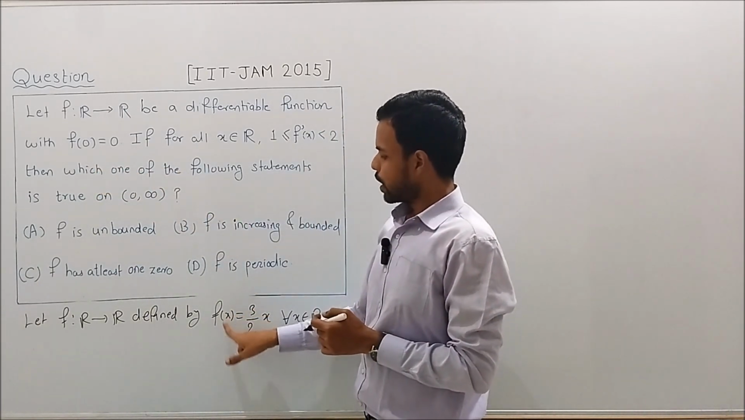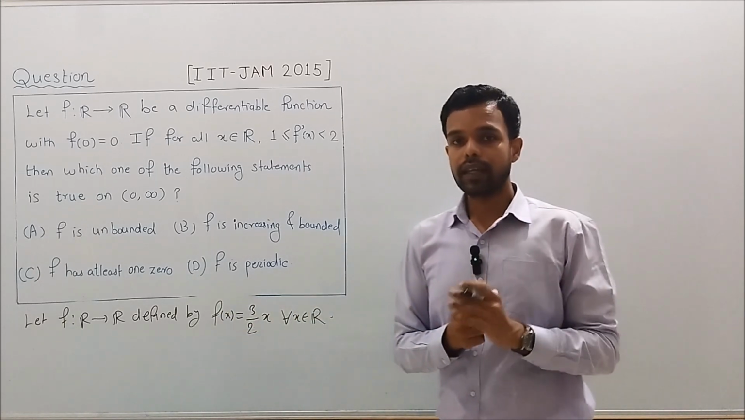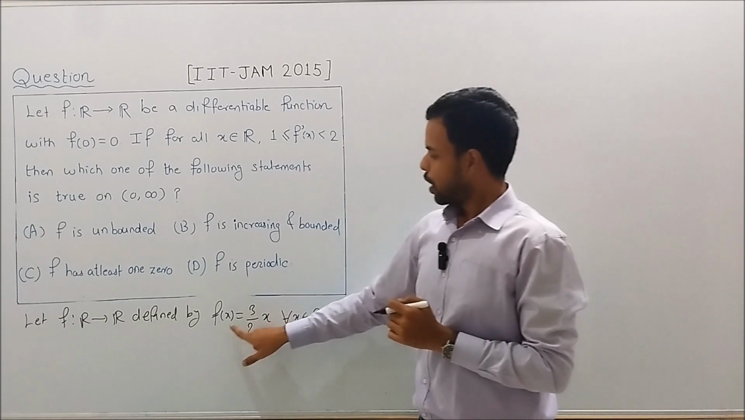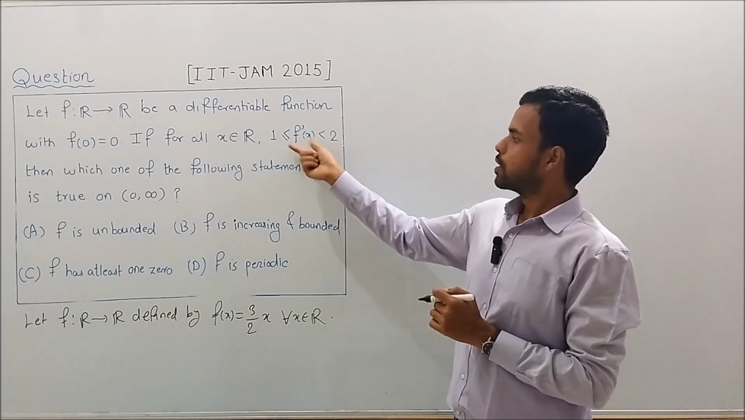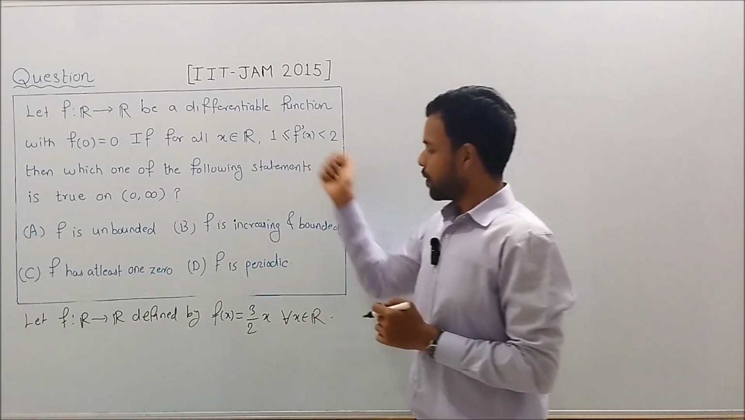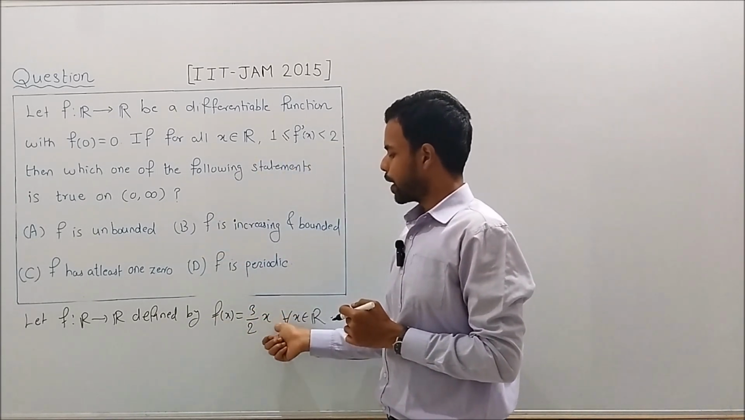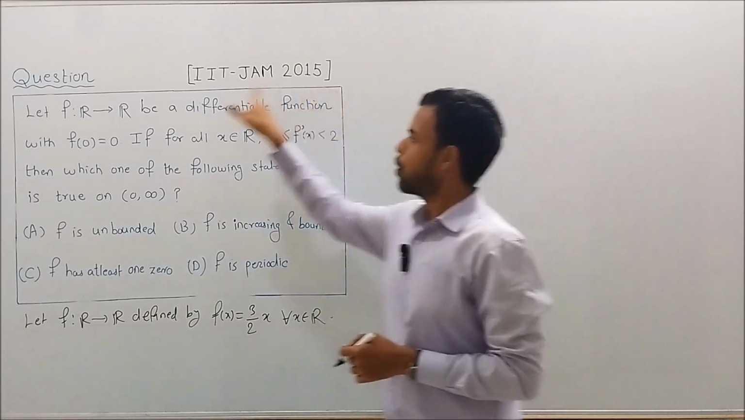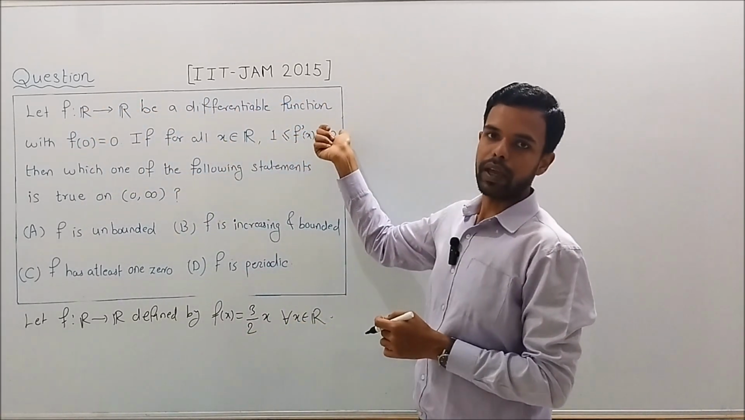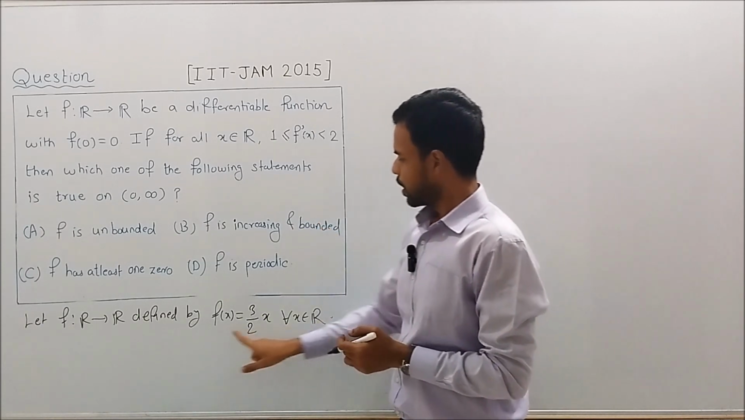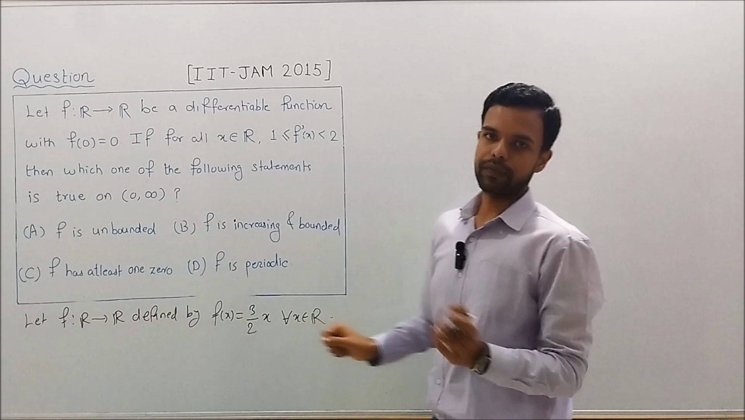Further, when we differentiate f of x with respect to x, we get f dash of x equals 3 by 2. And we satisfy this condition because 1 is less than or equal to 3 by 2, which is less than 2. So when we define f of x equals 3 by 2 x for every x belongs to R, this function satisfies all these conditions. Now let's verify the options one by one. Before that, let's draw the graph of f of x first.